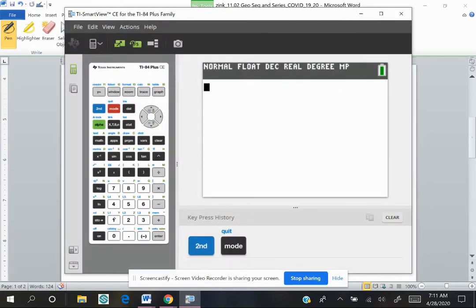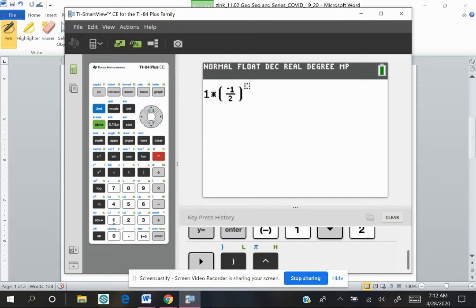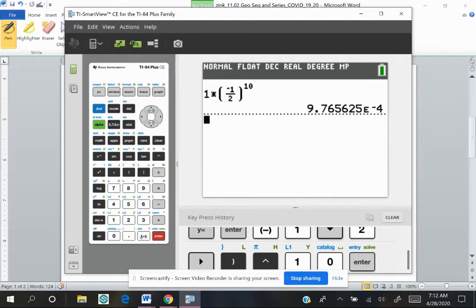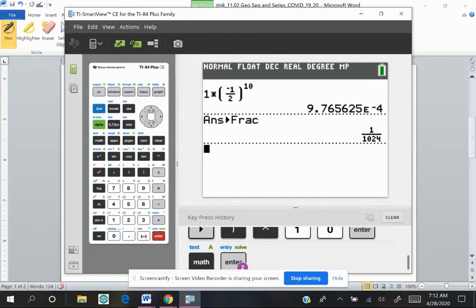So let's just practice typing in our calculator. So 1 times, in parentheses, negative 1 over 2, close my parenthesis, and then raise to the 11 minus 1, or just 10. Okay, let's see, does it change it for me? It does, into a fraction. If it didn't, then I would want to do 2 to the 10th power on my own to see what it would give me.